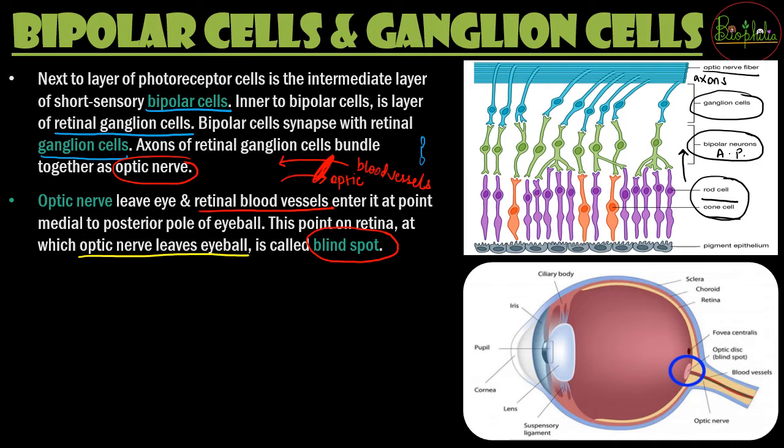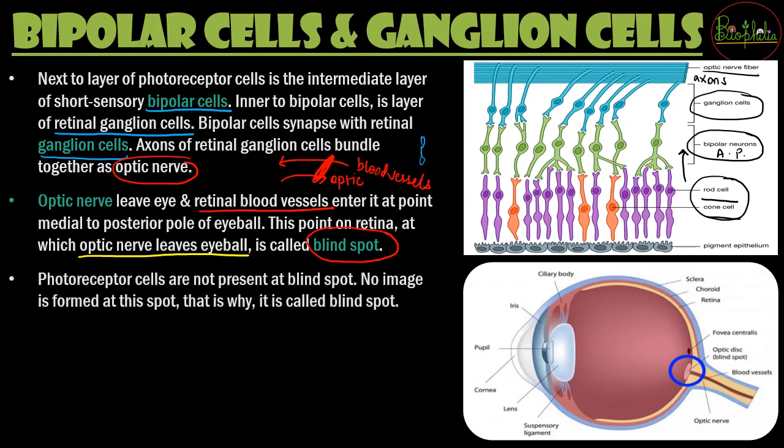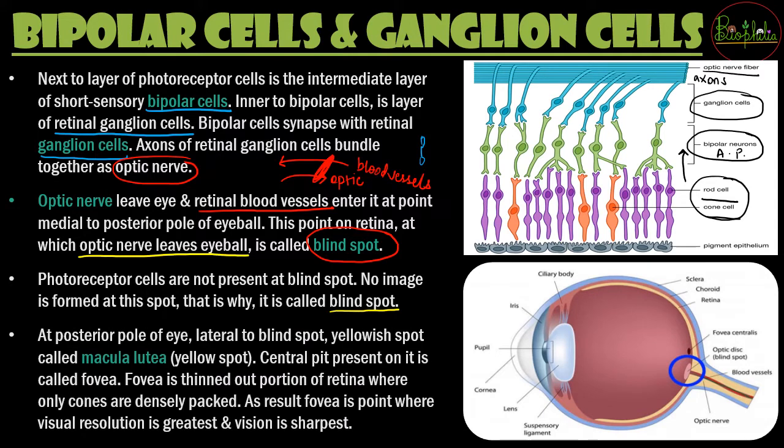As a blind spot, there will be no image formation at that particular part of the retina. The next is the photoreceptor cells. As I told you, they are not present in the blind spot. No image is going to be formed at that area, hence the name blind spot. Next, we see the second area or spot of the retina that you should know.